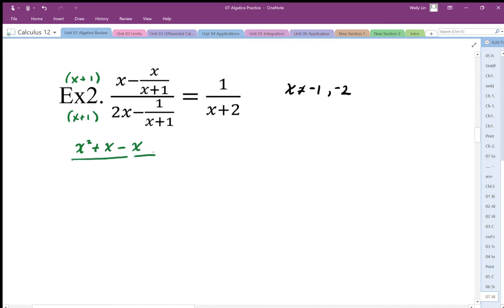In the denominator, we end up with 2x squared plus 2x minus 1, because the x plus 1's cancel there. And that's equal to 1 over x plus 2. So we simplify the numerator there. Those are 0 pairs here. And we can cross multiply this and get rid of these fractions here.